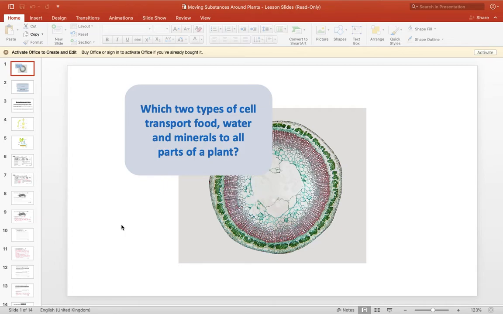Hello and welcome to our 7th lesson on B4. In the previous lesson we looked at the structure of the leaf. Today we need to have a think about other parts of a plant.